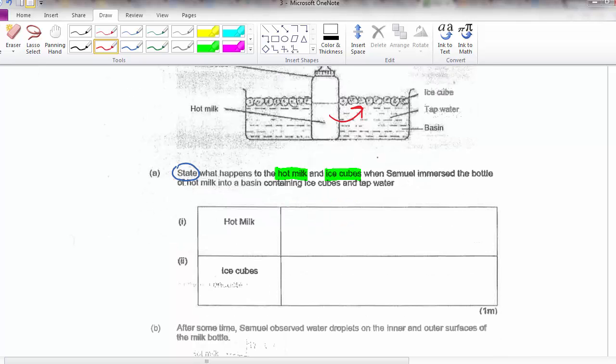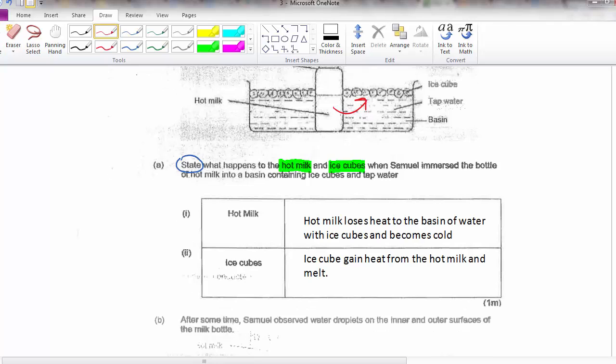So this is how your answer should be. What's going to happen? The hot milk loses heat to the basin of water with ice cubes and becomes cold. So the keyword here is the hot milk loses heat. Okay, the ice cube gains heat and it will melt. So the hot milk will become cold while the ice cube will melt.